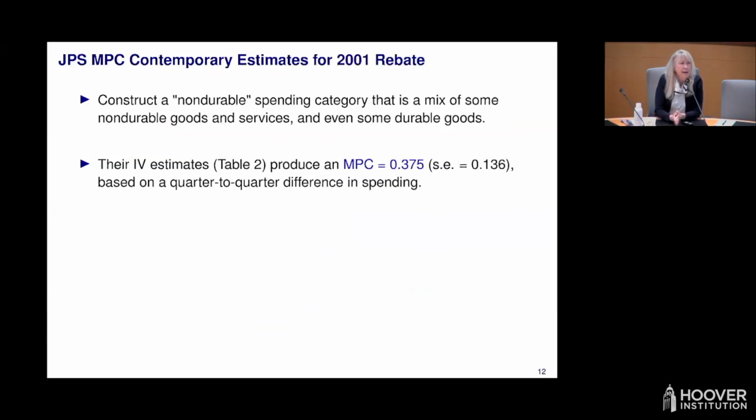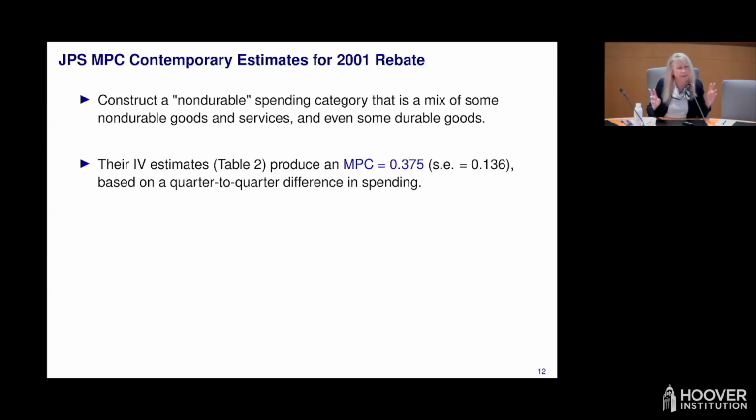Now, when they do their estimates, first let me talk about their baseline estimates, which just look at the contemporary effects within basically a quarter. People are only interviewed every 3 months, and so they often take just the average of the 3 months over the quarter. They construct something they call a non-durable spending category based on Annamaria Lusardi's strict kinds of things and broader classifications. We spent a lot of time looking through these categories. It's actually a mix of some non-durable goods, some services, and even some durable goods.